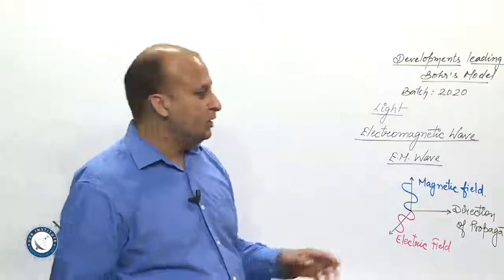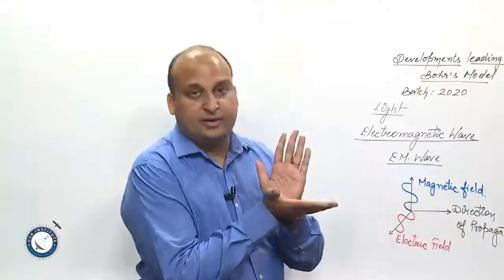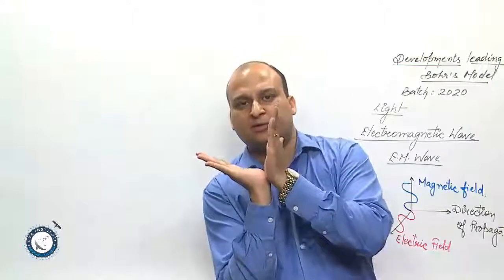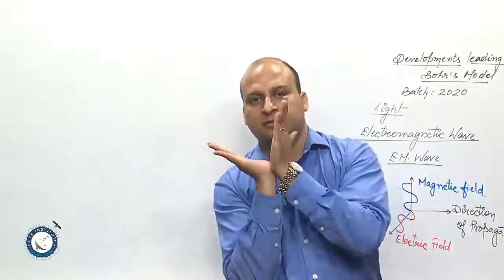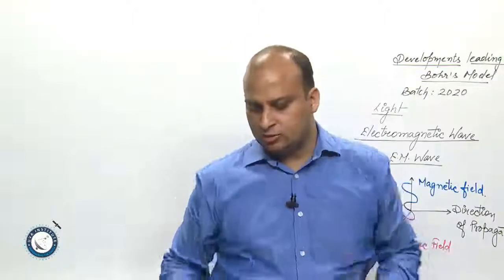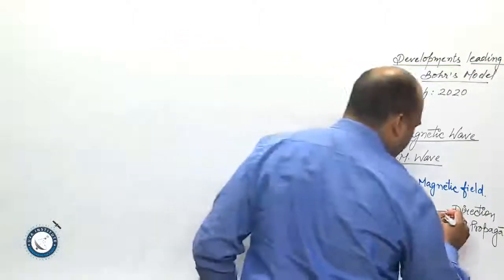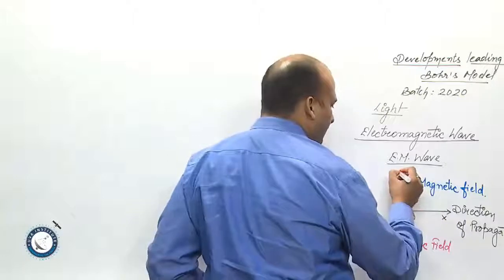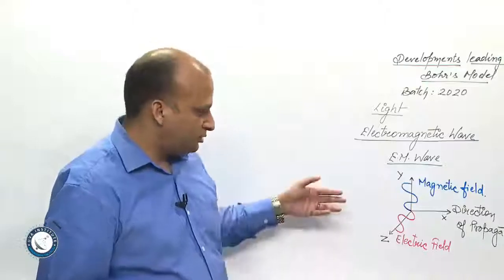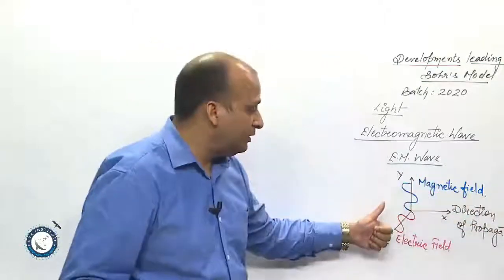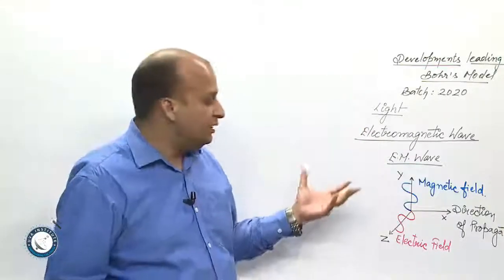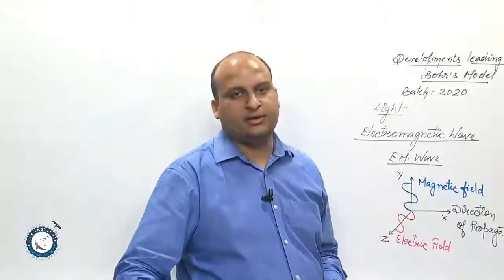So what I am saying is that the magnetic field and electric field are perpendicular to each other, and perpendicular to the direction in which they are moving. If the direction of propagation is the x-axis, the magnetic field is on the y-axis and the electric field is on the z-axis. This is how they are propagating. Is this clear? These waves are termed as electromagnetic waves.